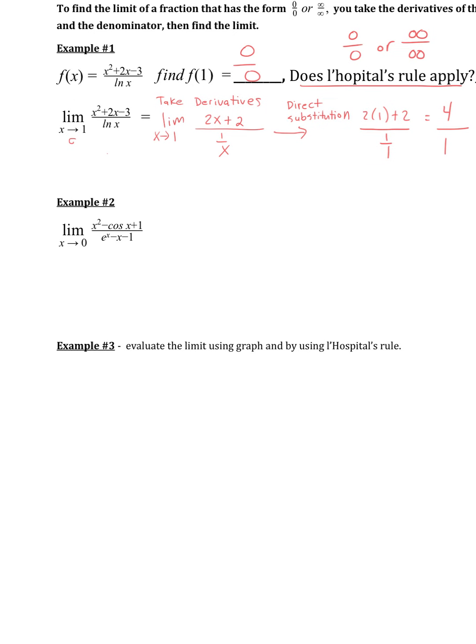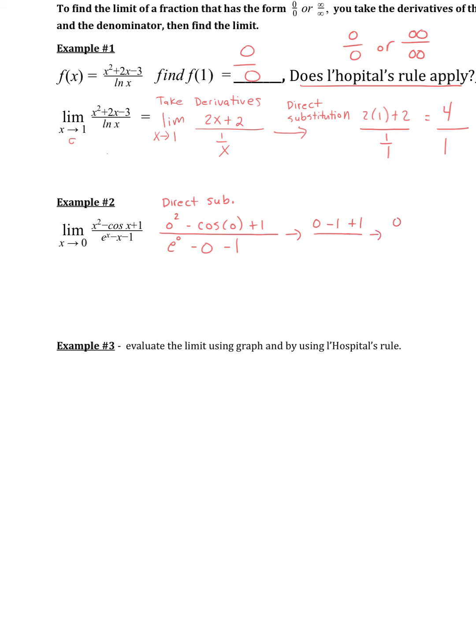The first thing we do is check direct substitution. So on top, we have 0 squared minus the cosine of 0 plus 1. On the bottom, we have e to the 0 minus 0 minus 1. On top, that gives us 0. The cosine of 0 is 1, so we get minus 1 and then plus 1. So on top, we get 0.